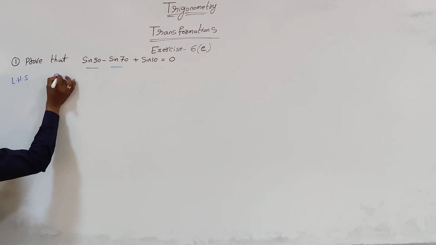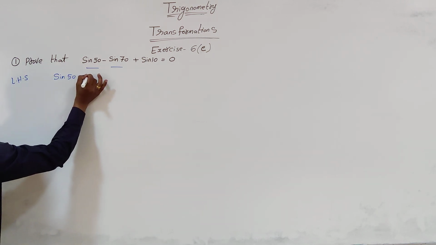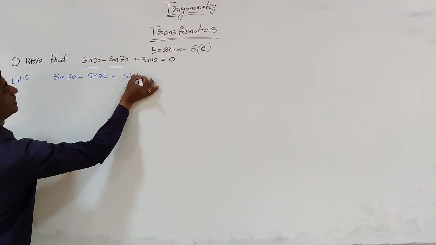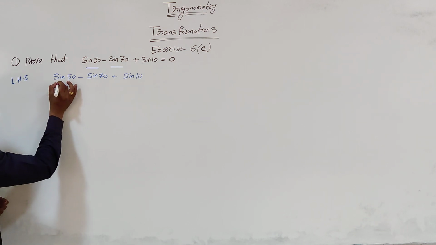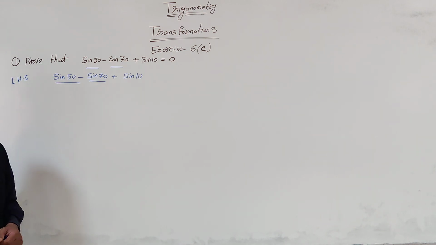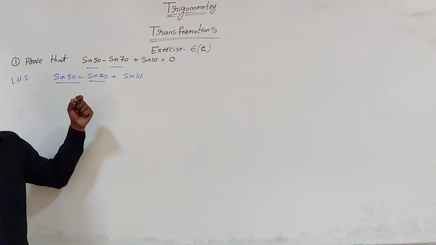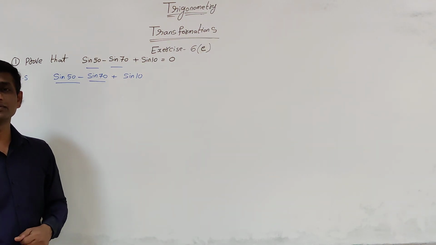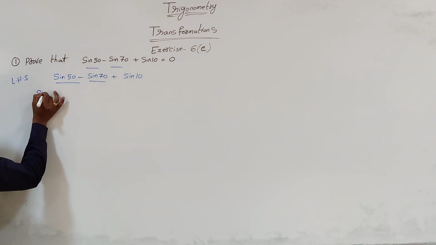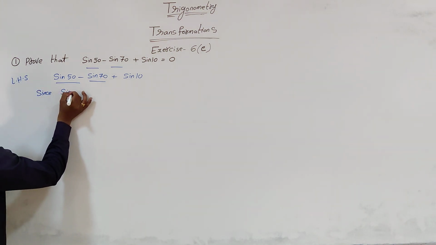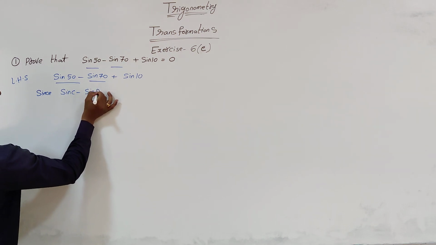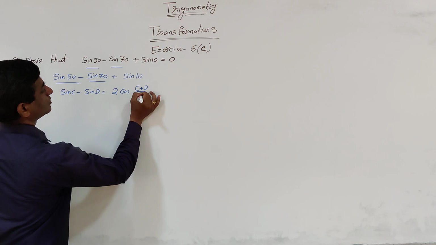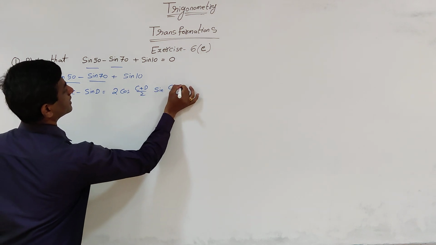LHS, that is sin 50 minus sin 70 plus sin 10. It is in the form of sin C minus sin D. If you observe the first 2 terms, the difference of their trigonometric ratios can be transformed to the product. Since sin C minus sin D can be written as 2 cos (C plus D) by 2 into sin (C minus D) by 2.